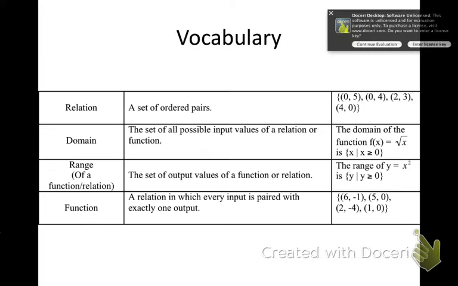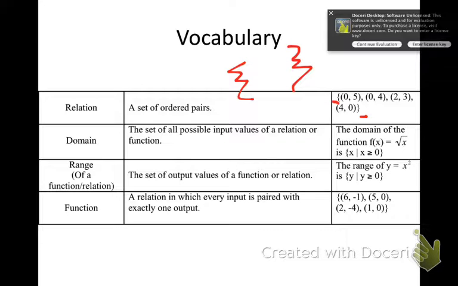But relations and functions. A relation is just a set of ordered pairs. Okay, there can be a small set, a big set, one set of numbers, two sets of numbers. It's a set of the ordered pairs. And a lot of times when I denote sets, I use my squiggle bracket there to denote the numbers in the set. As you look there at the examples, the set {0, 5}, {0, 4}, {2, 3}, {4, 0}, those are sets of those ordered pairs.